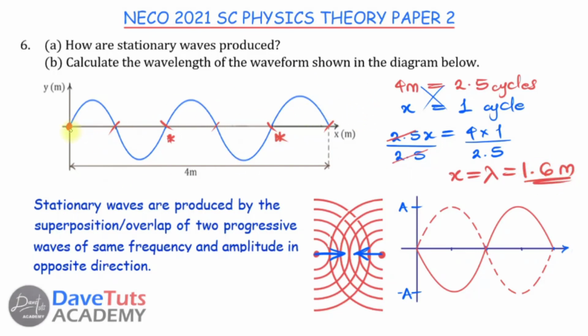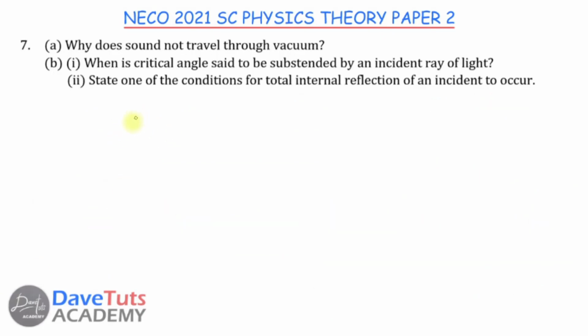We know that it takes one wavelength to complete a cycle, but here we are having 2.5 cycles, which is 4 meters. 4 meters corresponding to 2.5 cycles. We can find the length that will correspond to a single cycle, and we just got that to be 1.6 meters.